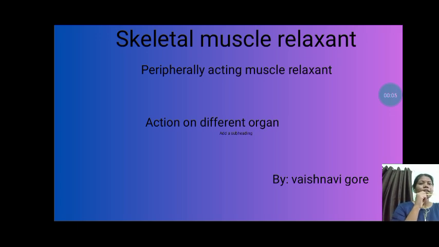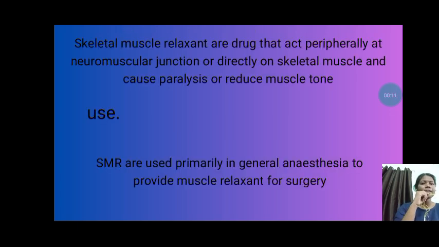I will discuss skeletal muscle relaxants, peripherally acting muscle relaxants, and their action on different organs. Let's discuss the definition of skeletal muscle relaxants. Skeletal muscle relaxants are drugs that act peripherally at the neuromuscular junction or directly on skeletal muscle and cause paralysis or reduce muscle tone. Uses: skeletal muscle relaxants are used primarily in general anesthesia to provide muscle relaxation for surgery.